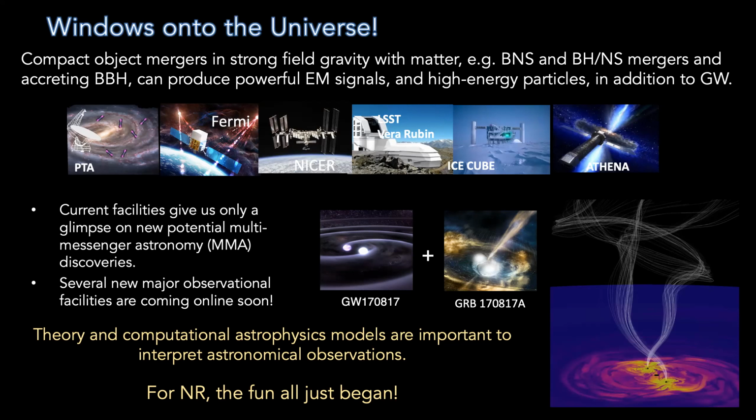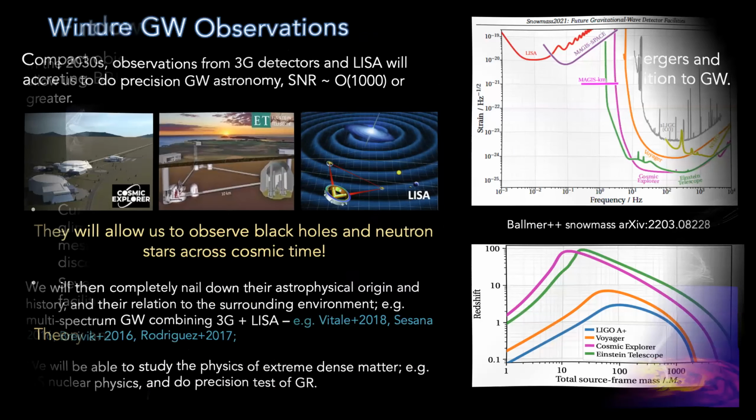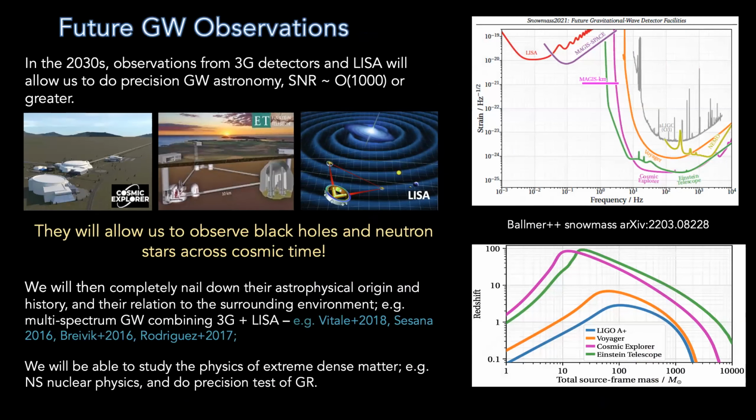So it's fairly important, like in the first LIGO observation that I've shown to you, to be able to do these theory and computational astrophysical models in order to interpret the observations. And so I would say the fun for numerical relativity has just started because these observations are going to become more and more, and our models are going to tell us much about what's happening in the universe. The future is very bright.